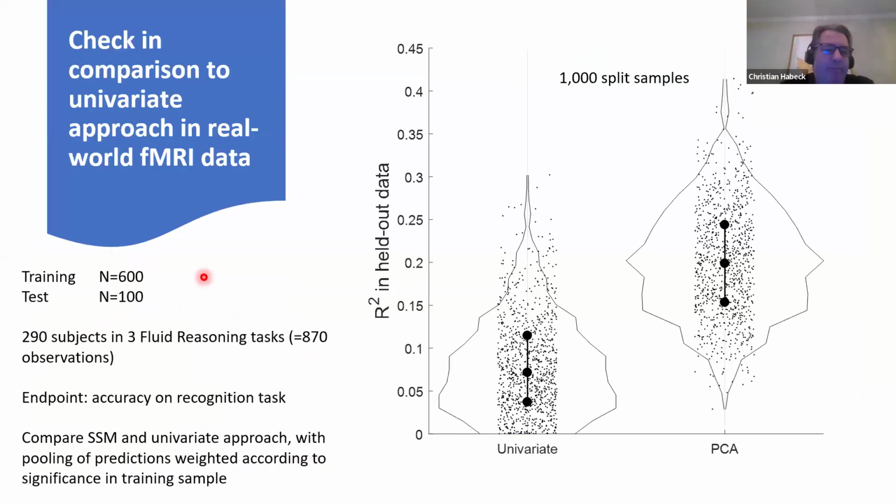Our sampling frame, again, is somewhat arbitrary, but we take 600 for the training data set and 100 test data sets. So we compare the SSM technique, that's our PCA approach, with this univariate vote predictor. You can see in these violin plots or interquartile lines that we're doing much better on average, or on the median. We predict accuracy in these held out data with about 20% of the variance, right?